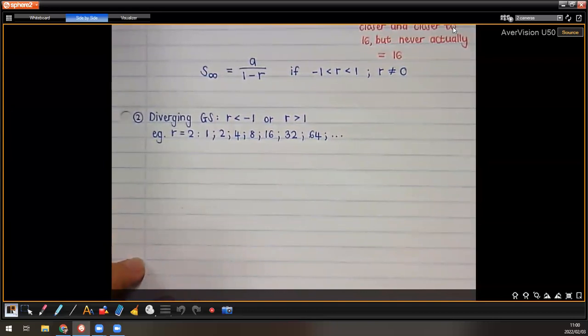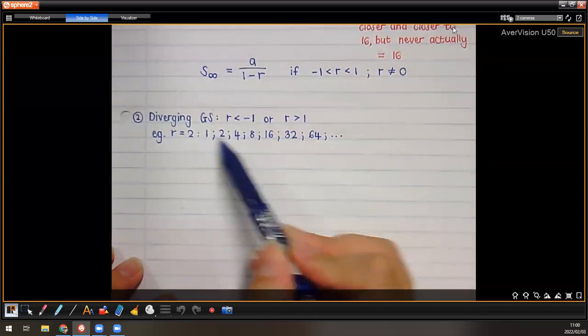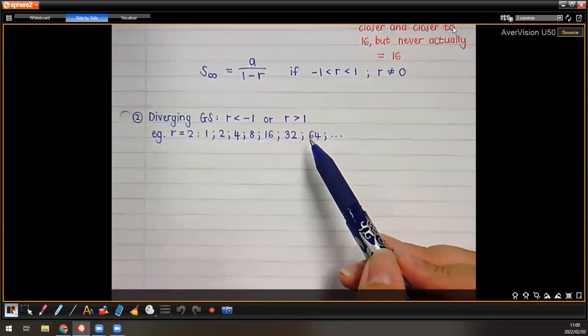Guys, what's going to happen if I find the sum each time, just adding one more term? What's going to happen to that sum? It gets bigger and bigger, right? Because if I multiply by 2 each time, my terms are getting twice the size. My terms are getting much bigger.